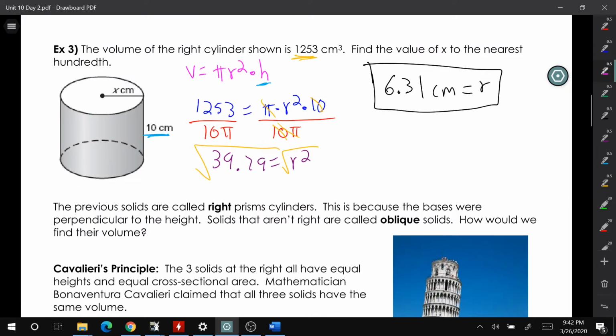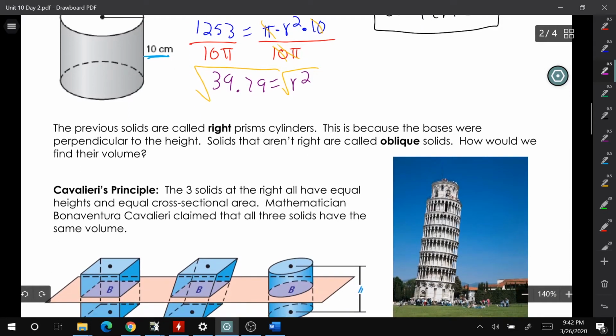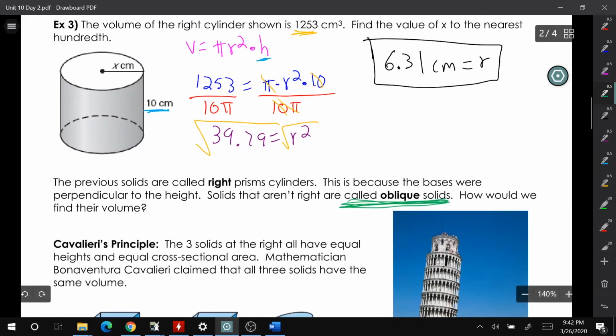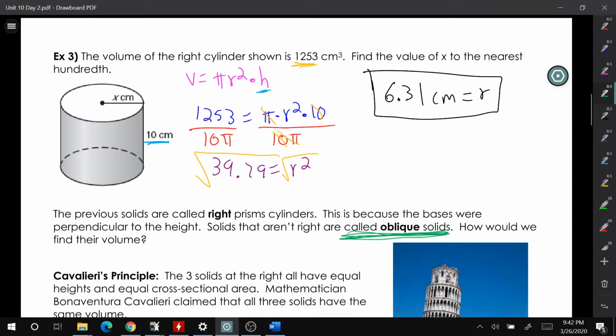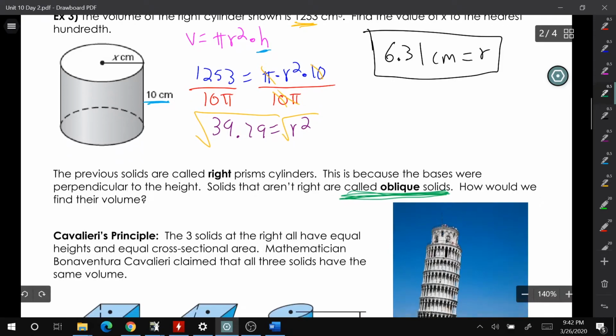Alright, so we're going to take the information from above with the volume formulas and apply it to something called oblique solids. Now, oblique solids, the best way to think about that is a slanted shape, or a slanted solid. You know, the cylinder up here, this is a right cylinder, like your pop can, your water bottle, your toilet paper roll. Those are all right cylinders.